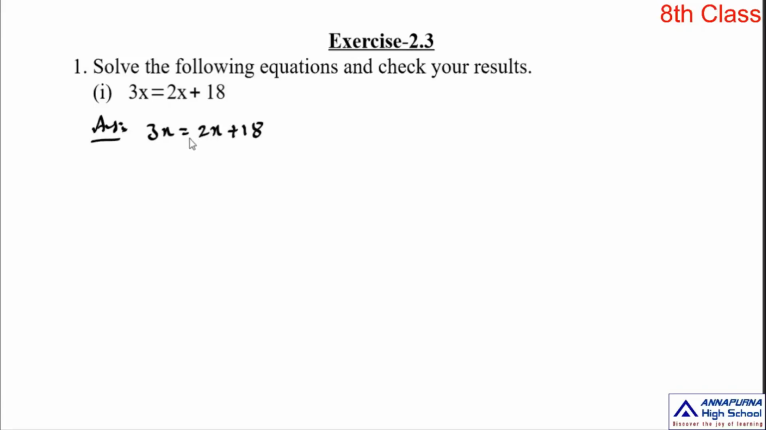So here in this given equation, on the left side, how many terms are there? There is only one term. On the right side, how many terms are there? There are two terms. So on the left side we have only one term, that is a variable term. On the right side we have two terms. One is a variable term and another one is a constant term. So first you transpose this variable term to the left side. Why? Because the variable term is present on the left side only. So that's why we transpose this variable term to the left side.